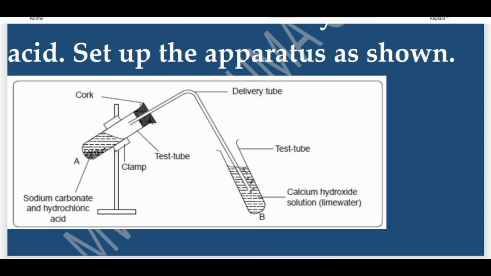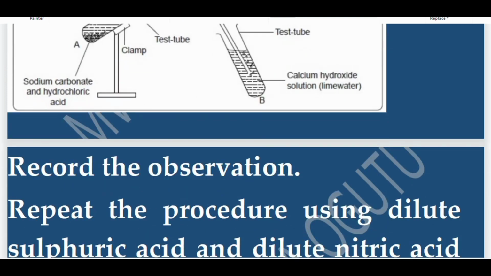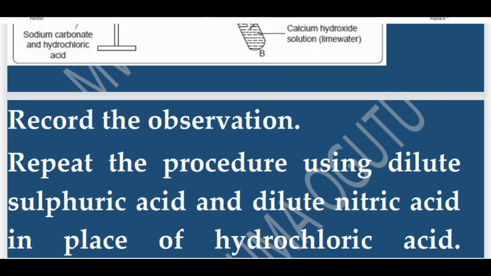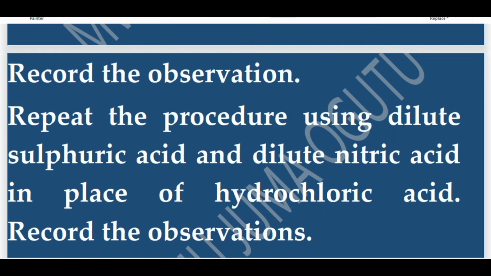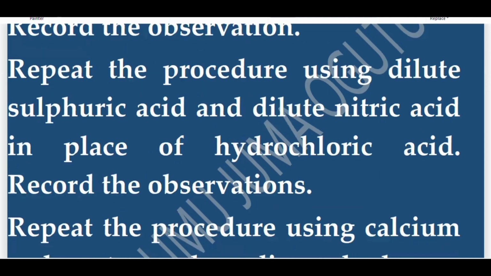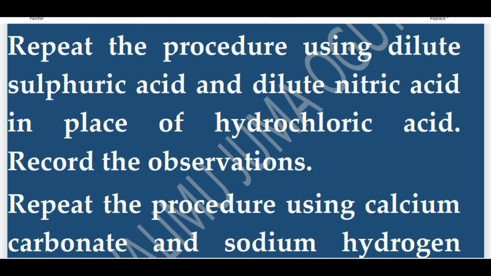We have a cork, then a delivery tube from the test tube containing the sodium carbonate and hydrochloric acid to another test tube containing calcium hydroxide solution, or lime water. Then we record the observation. We repeat the procedure using other dilute acids, that is dilute sulfuric acid and dilute nitric acid, in place of dilute hydrochloric acid, and also record the observation.